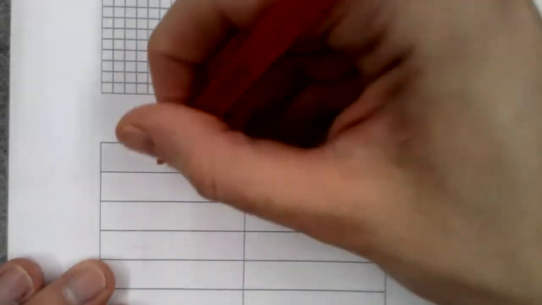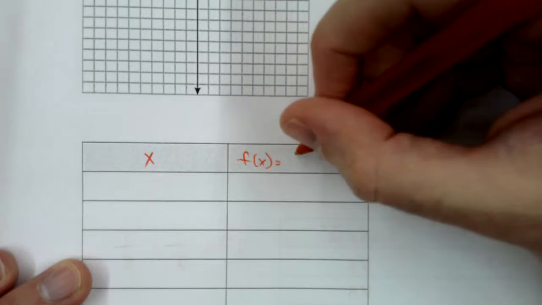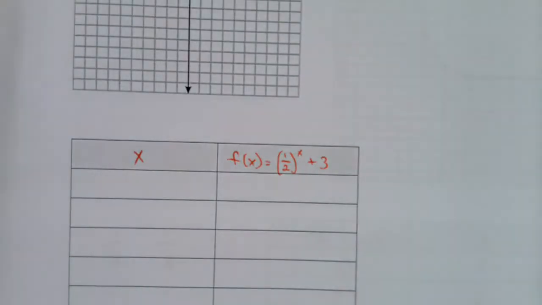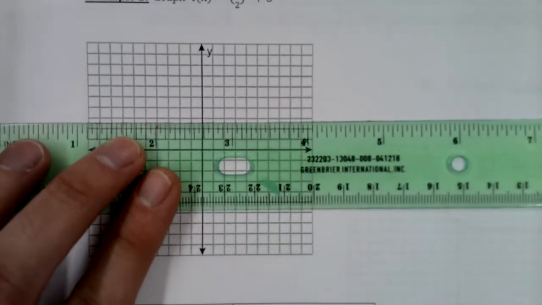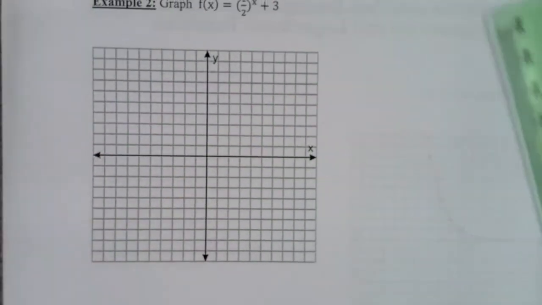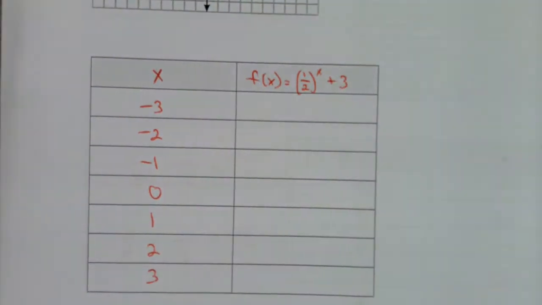So let's make our table. We have x. I'll copy down the function over here. 1/2 to the x power plus 3. Oh, by the way, that plus 3 means we're shifting the graph up 3. So my horizontal asymptote is going to be at 3 now. Okay, just a heads up. You should know that ahead of time. So for the x's, I'll go with -3, I'll go with -2, I'll go -1, 0, 1, 2, 3. Okay.